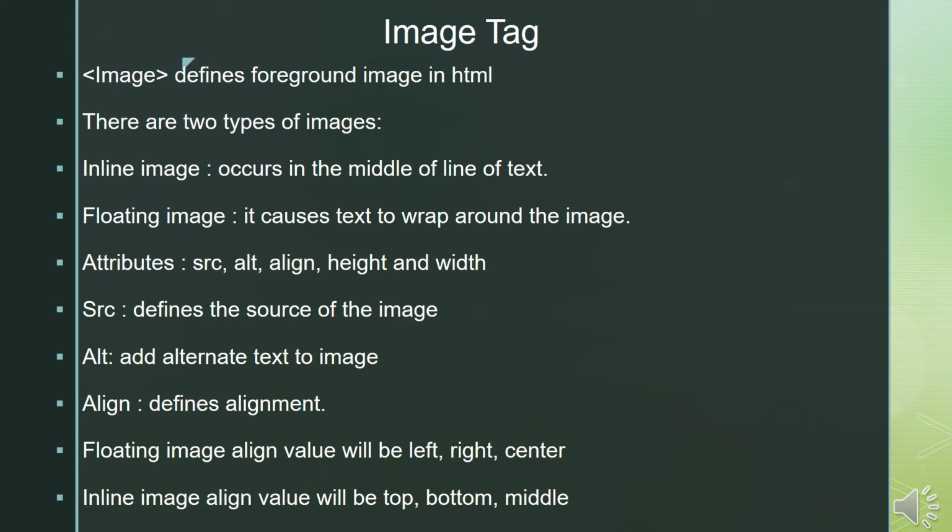To make an image a separate paragraph, it is enclosed in a paragraph element. That means you can put the image between the P and closing P tag, so your image will come as a separate paragraph in the browser. For any browser that is not displaying the image, the alternate text, which I will write in alt, will be displayed there.